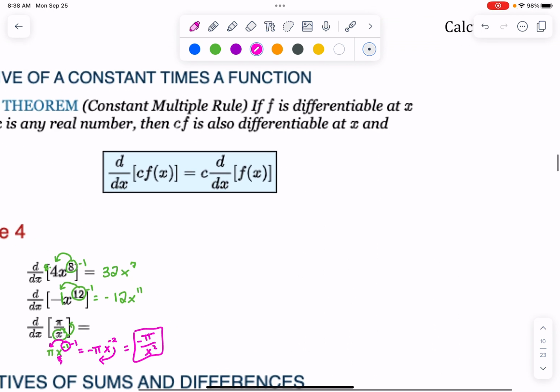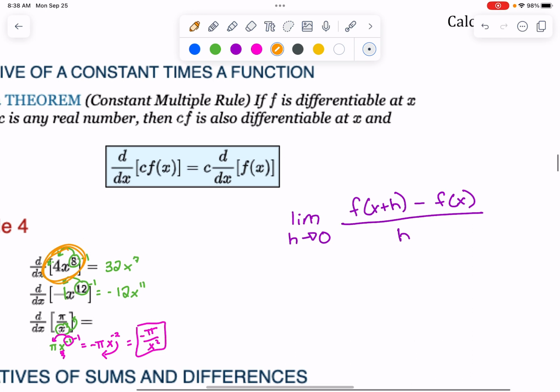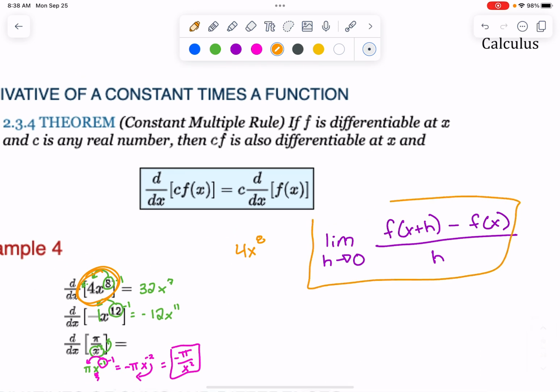Okay, way back when, like last week, when we were doing derivatives, we would do this function: the limit as h goes to 0 of f of x plus h minus f of x, just over h. Okay? All right, so here's the deal. We would do this, and let's say just to this first guy, 4x to the 8th power. Let's say that's my function. We're trying to find the derivative, and I want to do this process to him.